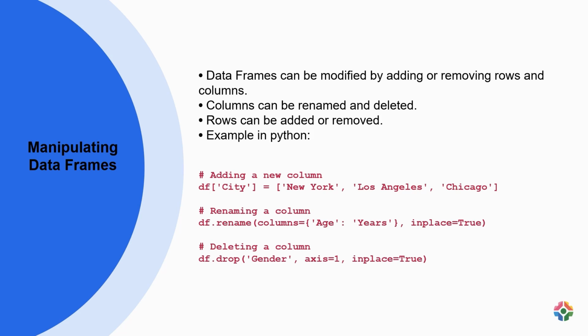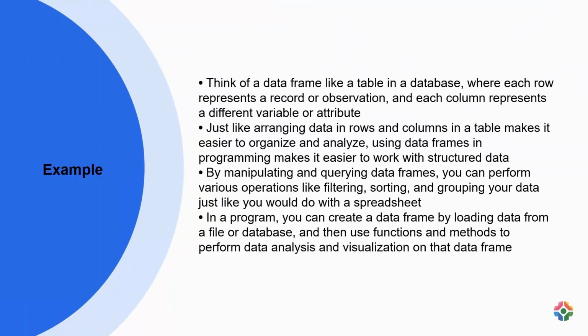processing or analysis. Think of a data frame like a table in a database, where each row represents a record or observation, and each column represents a different variable or attribute. Just like arranging data in rows and columns in a table makes it easier to organize and analyze, using data frames in programming makes it easier to work with structured data.